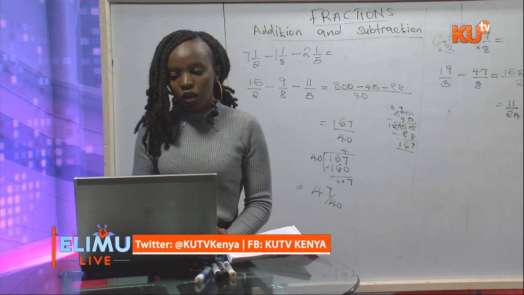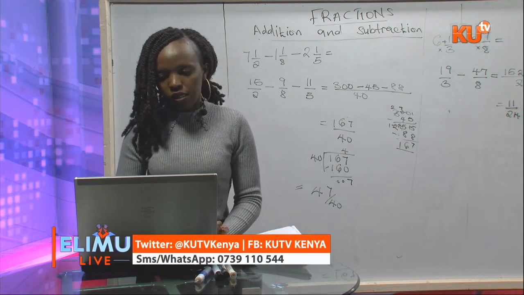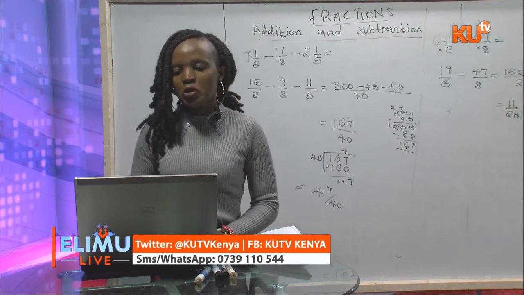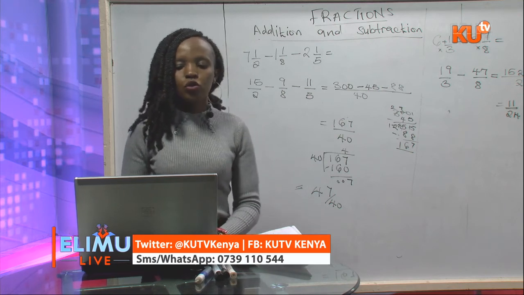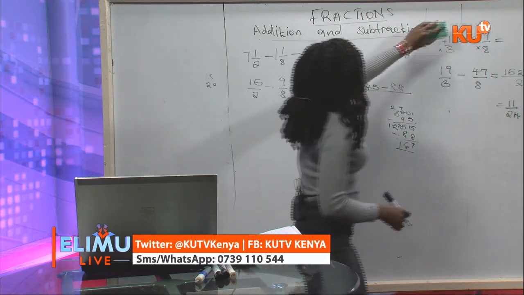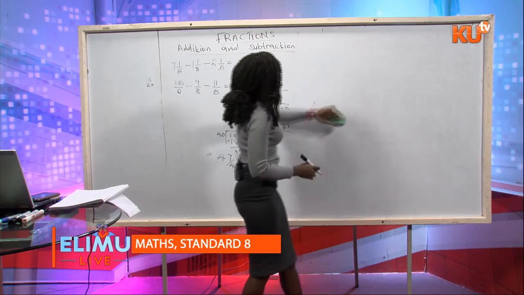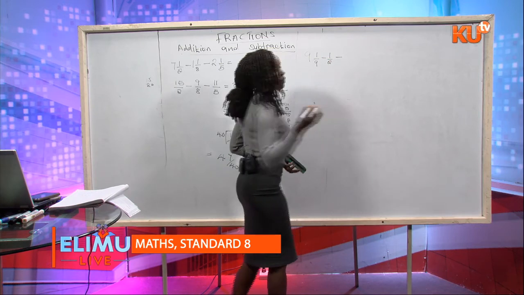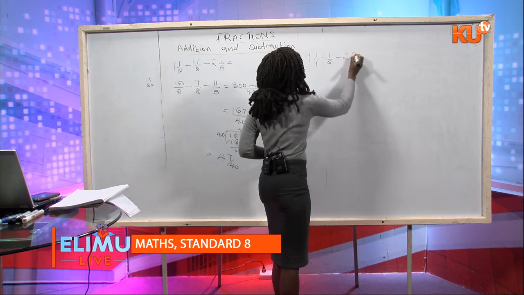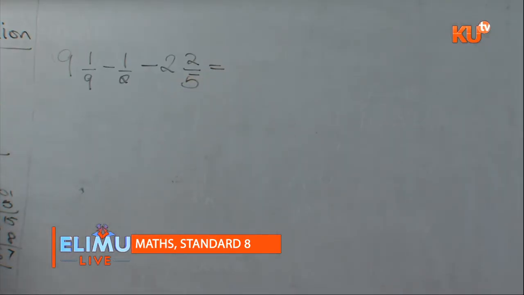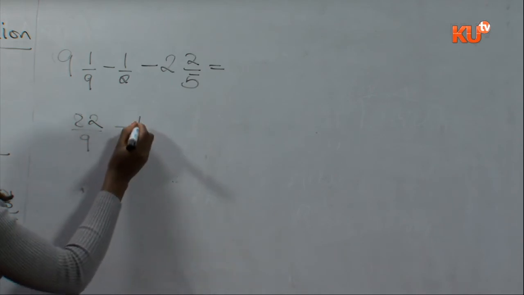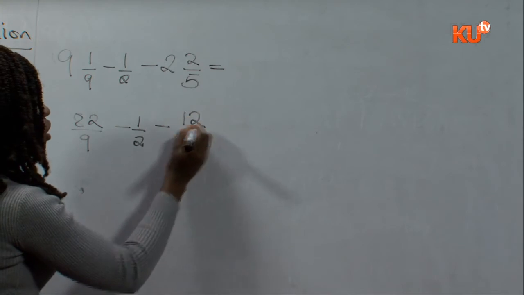We are winding up. Let's look at another example, actually the last example. 9⅛ minus 1/2 minus 2⅖. So we convert this to improper fractions. 9 times 9 is 81, plus 1, we get 82/9, minus 1/2, minus 12/5.